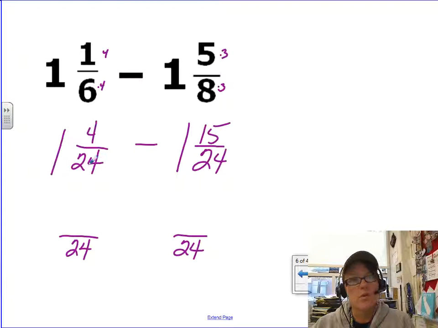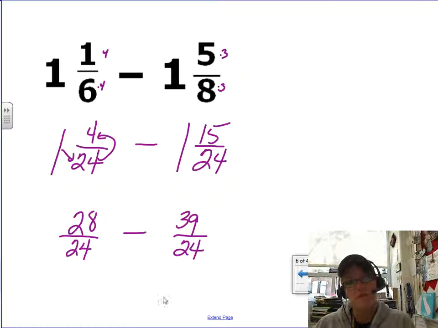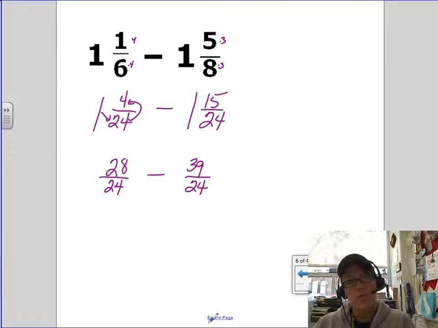1 and 4/24ths. If I change this back to an improper fraction, remember how you do that? 1 times 24 plus 4 more. This is 28/24ths. This one, 1 times 24 plus 15 more. This is 39/24ths. Okay? This is really the problem you have now.